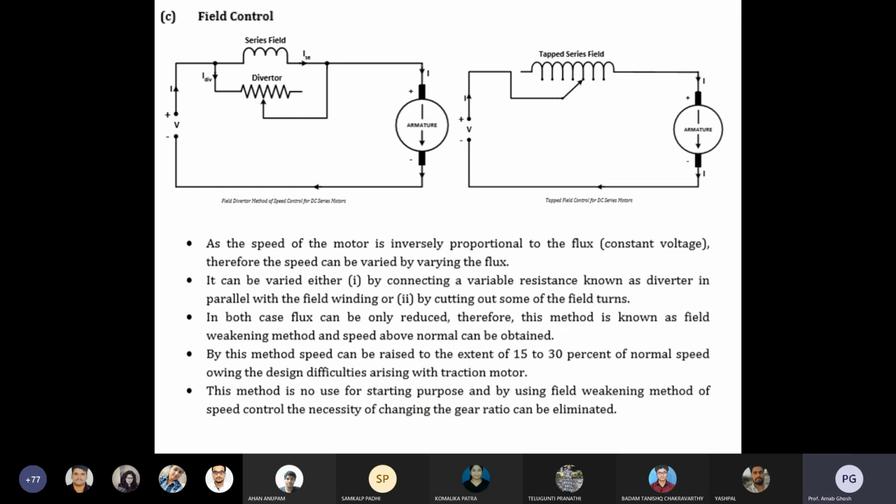Now combination three that we are discussing is the field control. So what is our field control? Here you can see, for the field control, the field flux is controlled through the current in the field.